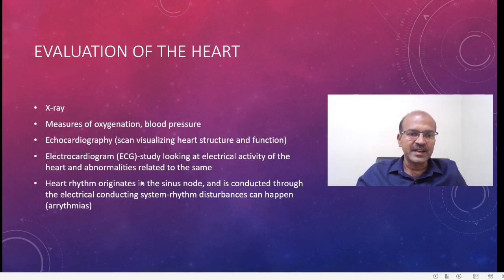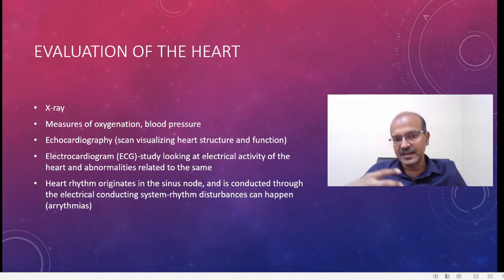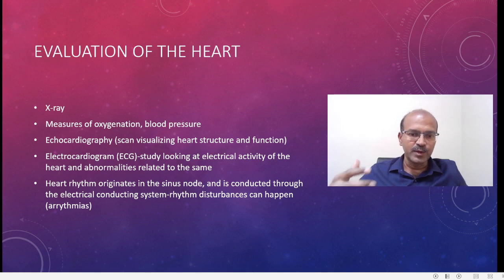We also have the electrical activity of the heart, which is studied by electrocardiogram. And just a simple thing, that the heart rhythm originates in the right atrium in the sinus node on the wall of the right atrium, and this is conducted through the electrical conducting system, which makes sure these impulses are conducted quickly and uniformly to the whole of the heart, so the actual coordination of the chamber contraction happens. There can be disturbances in this conduction process, which is leading to arrhythmias.